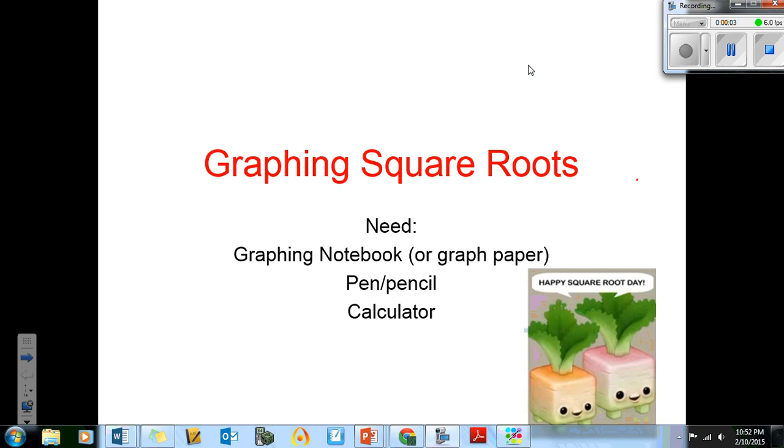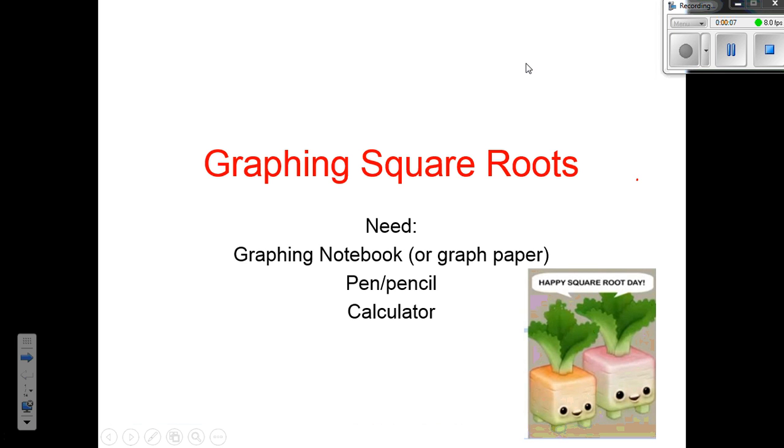Hello, Algebra 2 folks, and welcome to Graphing Square Roots. Today you're going to need your graphing notebook or 3 pieces of graph paper, a writing utensil, and a calculator.